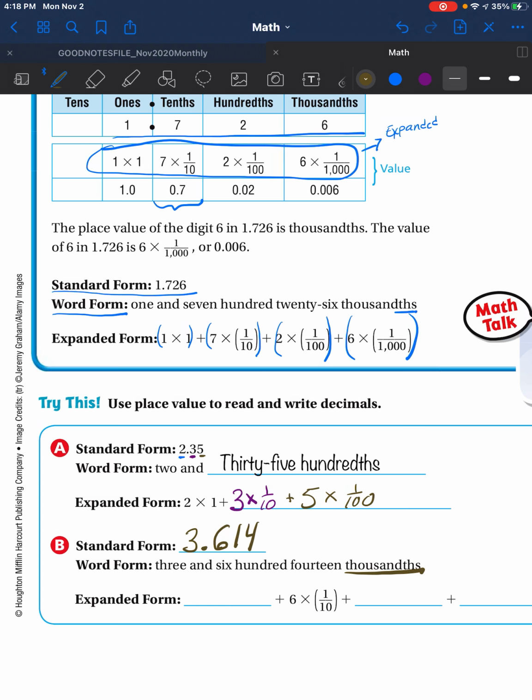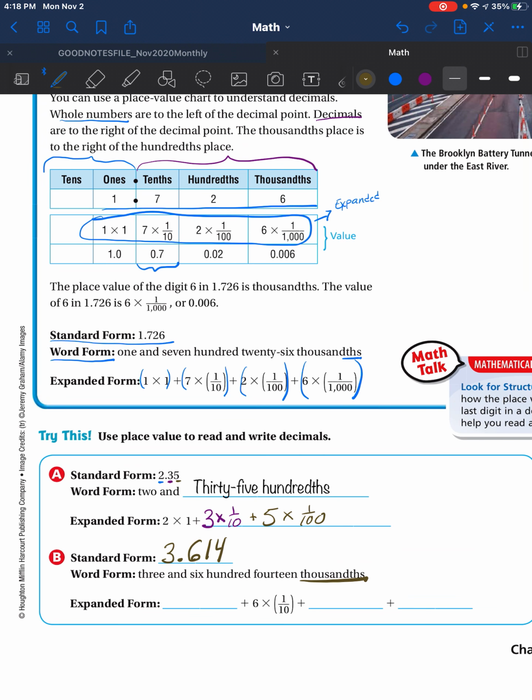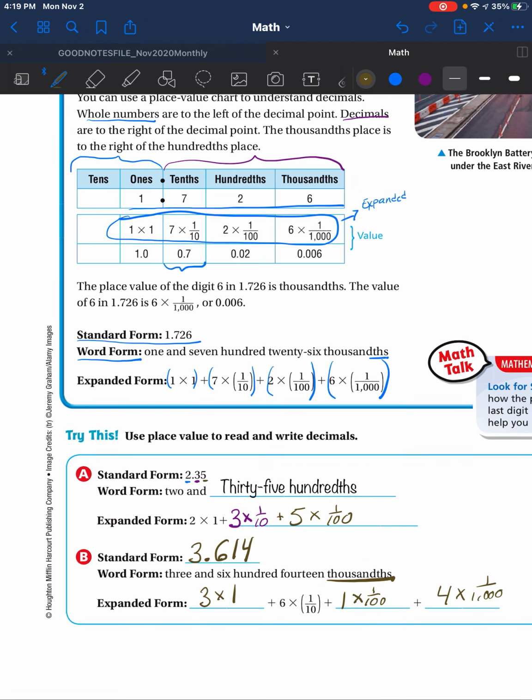Now we have to go ahead and do the expanded form for this one. So we start with a whole number, and it's going to be 3 times 1 plus 6 times 1/10. Then we're moving into our hundredths. We only have 1, so it's still going to be 1 times 1/100. And then we have a 4 in our thousandths, so it's 4 times 1/1000. Okay?